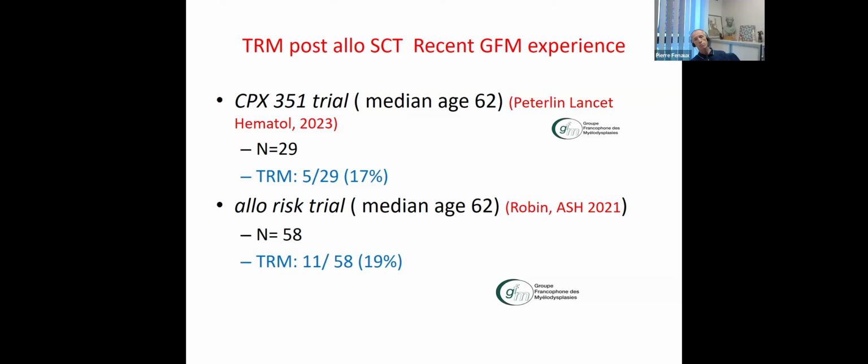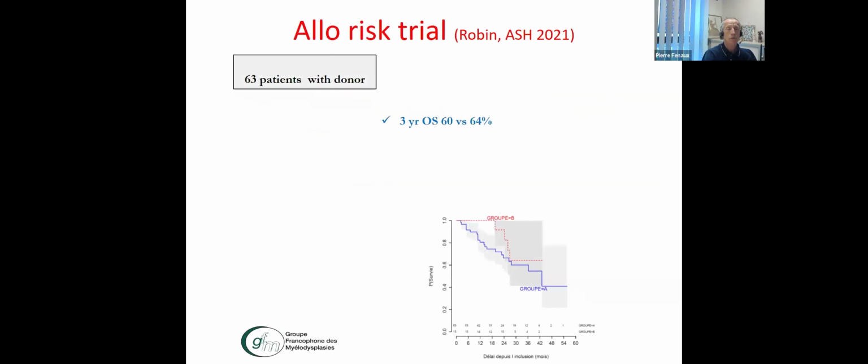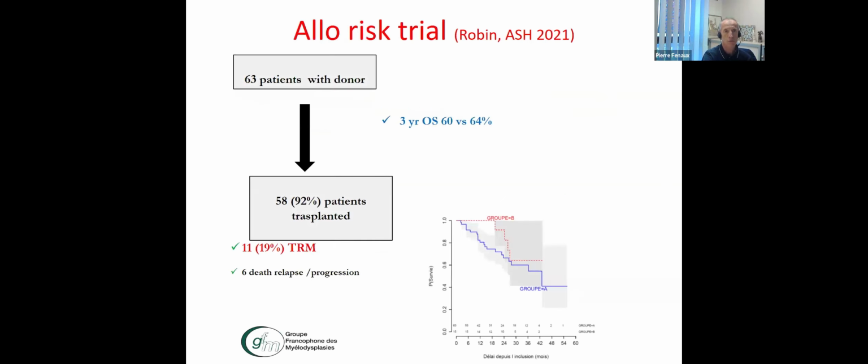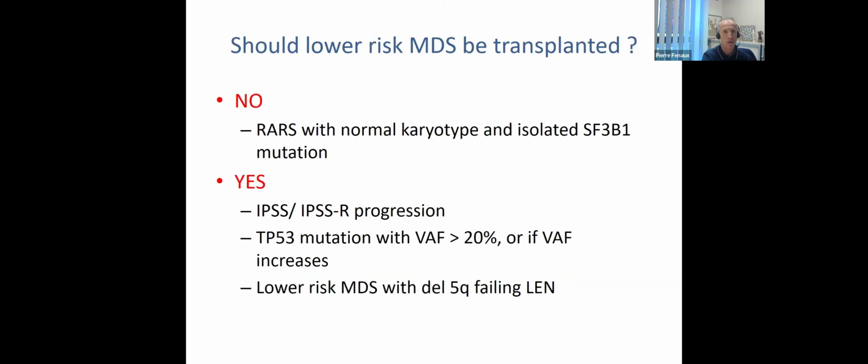And we transplant patients up to 75 in several situations. But you can see that in lower risk MDS, it's obviously problematic. And so we have to be restrictive and think twice before we go to transplant. So, well, this is a series showing, for example, 19% transplant-related mortality in one trial.